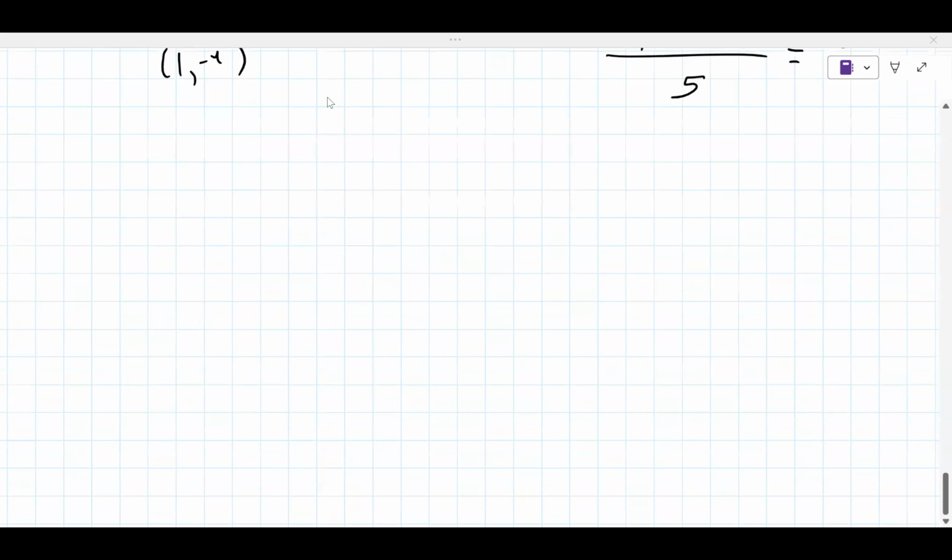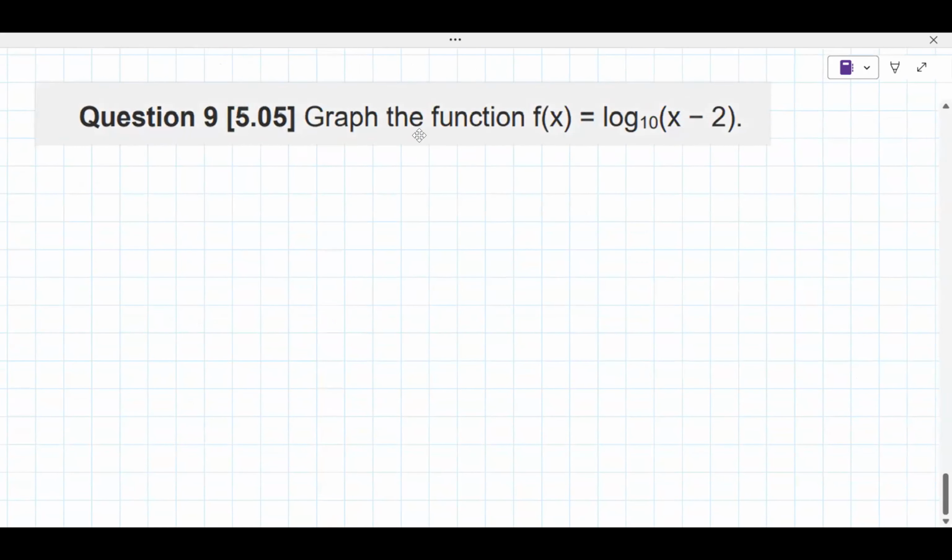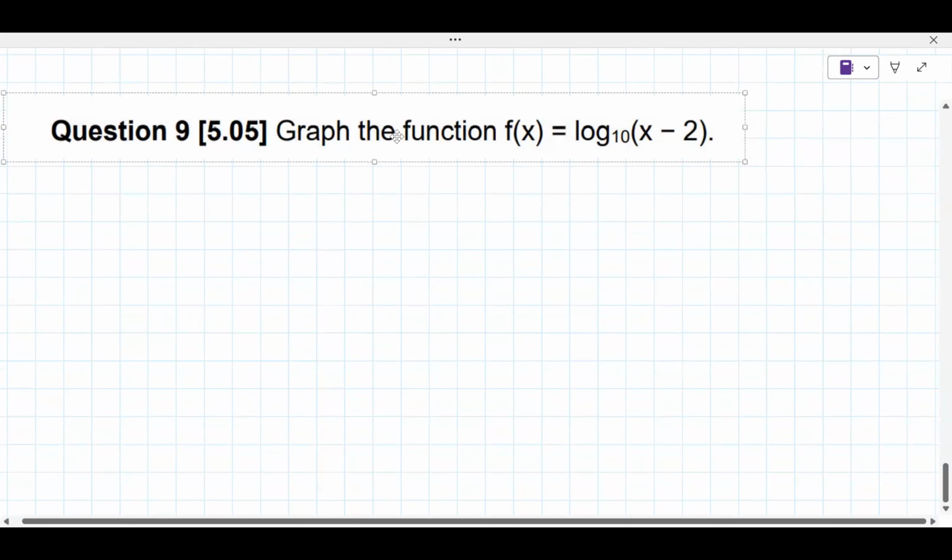All right, so graph the function f of x equals log base 10 of x minus 2. I can just plug that in my calculator, right? Yeah, if you can graph it, that is for sure the best way to go here. A lot of it's just out of place with the study guide, but it's fine.